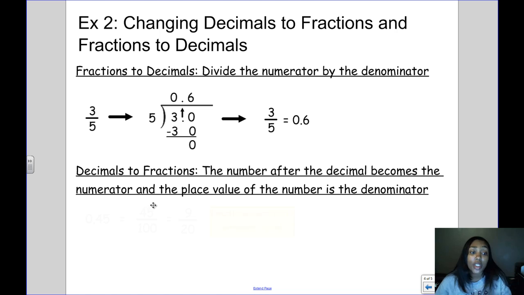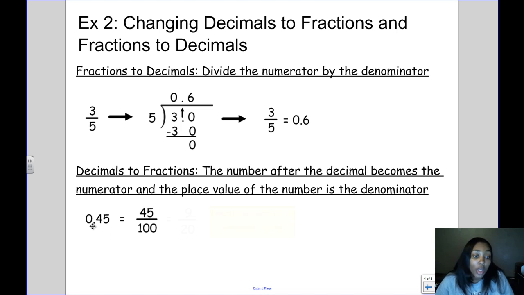Now, if I want to change a decimal to a fraction, you can look at the number after the decimal, and that's going to become the numerator, and then the place value of the number is going to be your denominator. One thing that I do is I actually say the number out loud, and if you say the number out loud, it pretty much gives you what the decimal will be. So we have 45 hundredths. If I say the number out loud, 45 hundredths, then if I were to write that as a fraction, it would be 45 over 100.